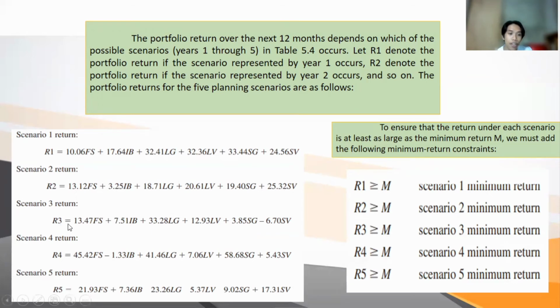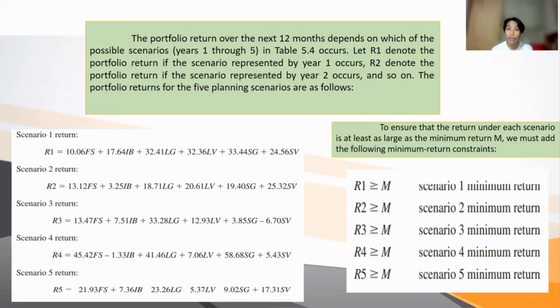Then for the scenario 3 return, R3 equals 13.47 FS plus 7.51 IB plus 32.28 LG plus 12.93 LV plus 3.85 SG minus 6.70 SV. Then for the scenario 4 return, R4 equals 45.44 FS minus 1.33 IB plus 41.46 LG plus 7.06 LV plus 58.68 SG plus 5.43 SV. Then for the scenario 5 return, R5 equals 21.93 FS plus 7.36 IB minus 23.26 LG minus 5.37 LV minus 9.02 SG plus 17.31 SV. So these are the 5 planning scenarios.